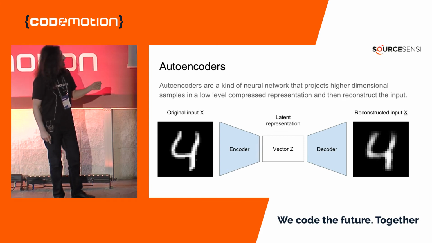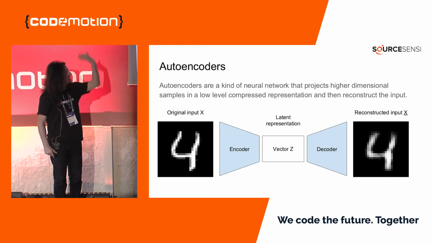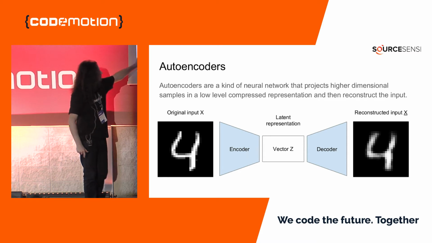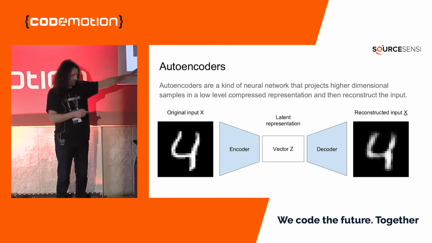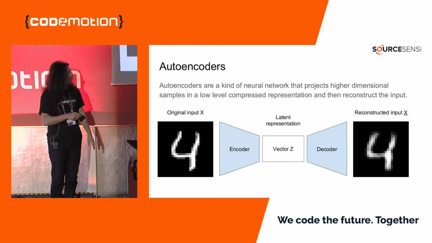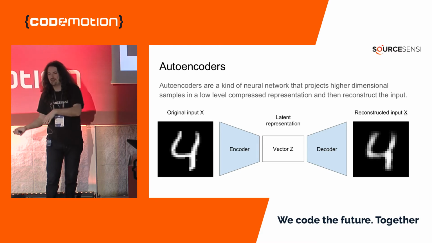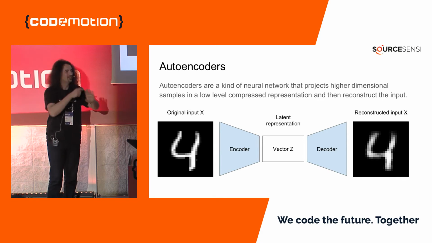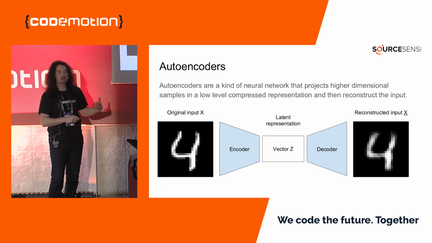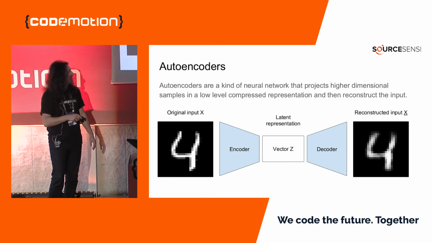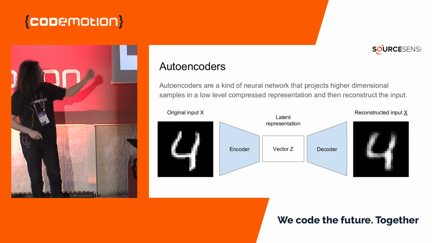So the autoencoders are a kind of neural network that project higher dimensional samples into a low compressed representation and then reconstruct the output. In this case, we have this input, which is a matrix of pixels. You send it through an encoder, and the encoder gives you a vector of real numbers, so float numbers, basically. And this vector is a fixed representation, with a dimensionality which is lower than the original one. Why? Because it prevents it from learning to output the very same thing, the identity function. Then you feed this vector, which is called the latent representation, to a decoder, and the decoder tries to reconstruct the input. So you get a reconstruction which is as close as possible to what you had here.